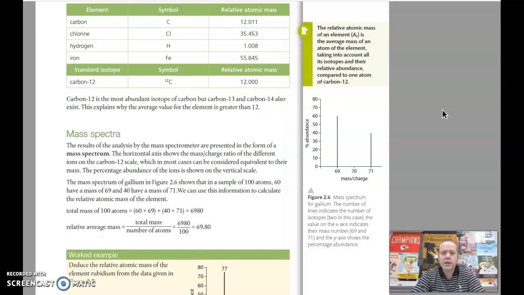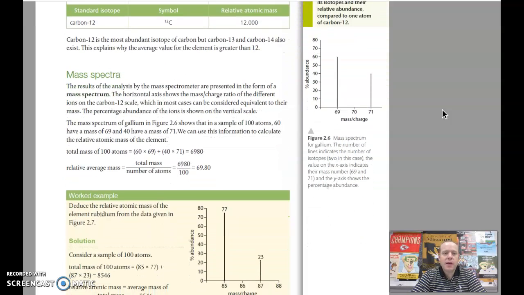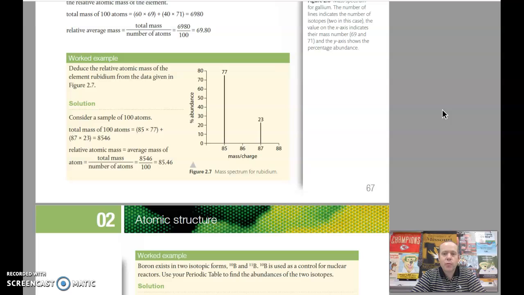Okay. The rest of your notes are example problems of looking at mass spectra. You'll find the first one here at the bottom of page 67. Reading the diagram, it looks like we have two isotopes because we have two peaks. One of a mass of about 85, seems to be 77% of the sample, and a heavier isotope with a mass of 87, right here at 23.